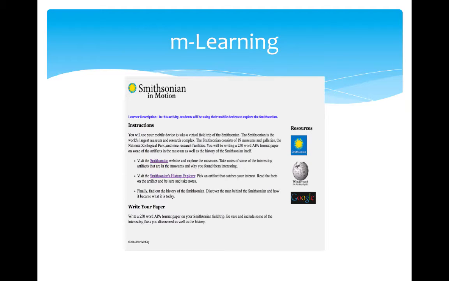Indicator 3.5, Ethics: Fostering a learning environment where ethics adhere to copyright, fair use, and open access to resources. The M-Learning project in 502 allows the student to explore the Smithsonian. This project gives the students an opportunity to research one of the Smithsonian museums.